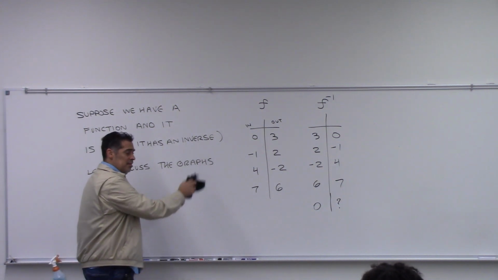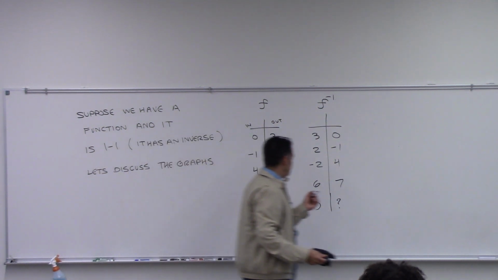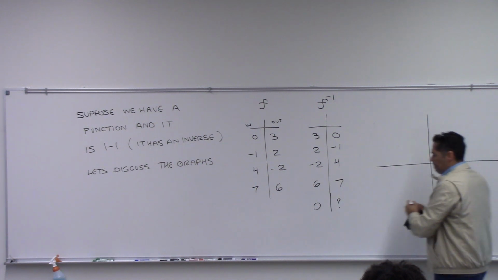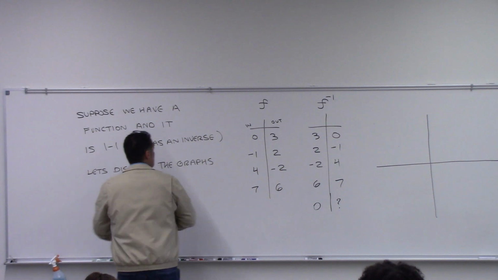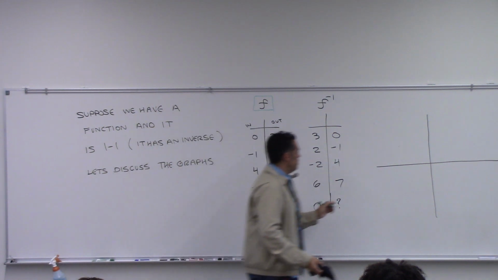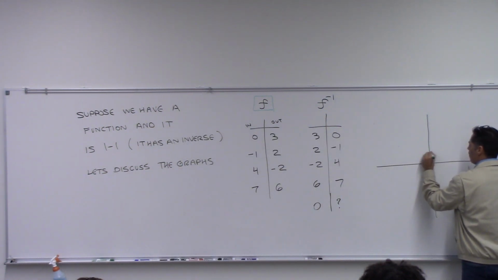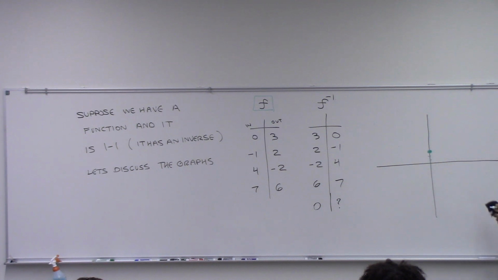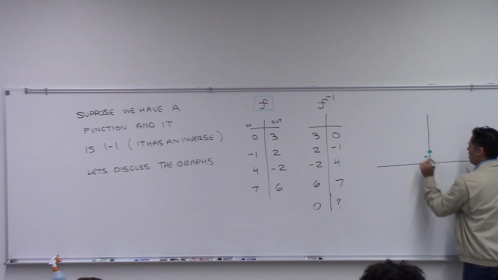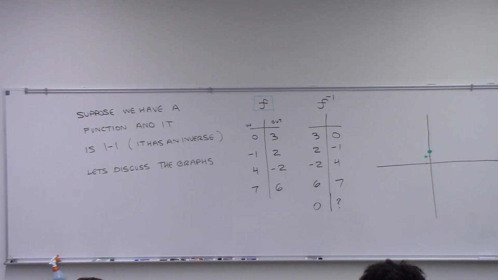All right, so let's take a look at this. I want to look at this in more detail. What I'm going to do here is try and draw this to the best of my ability. I'm going to plot some points. First I'm going to look at the points that live on this function f. 0, 3. Do y'all agree that's 0, 3? Okay, next one is negative 1, 2. It's there. Then 4, negative 2. Here.